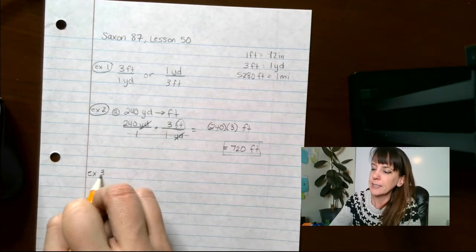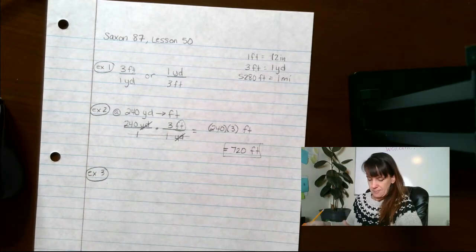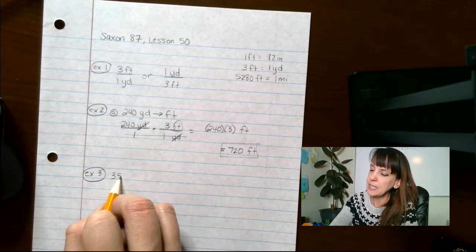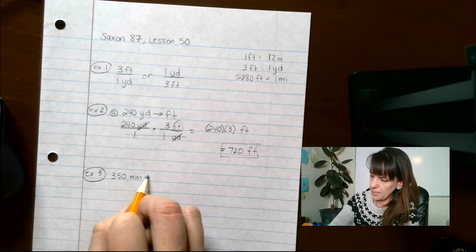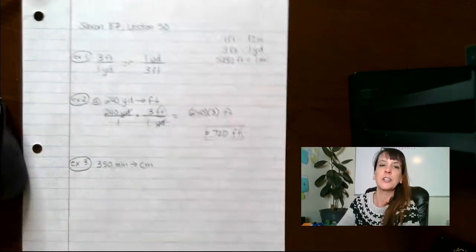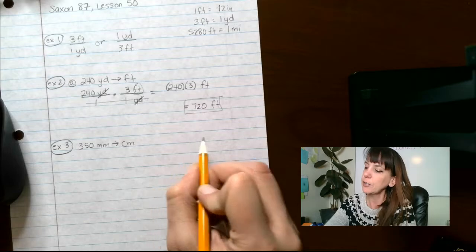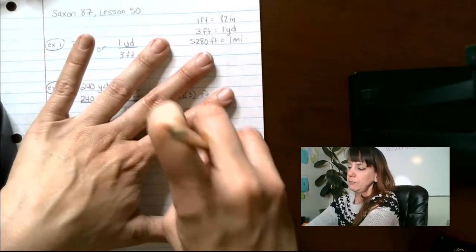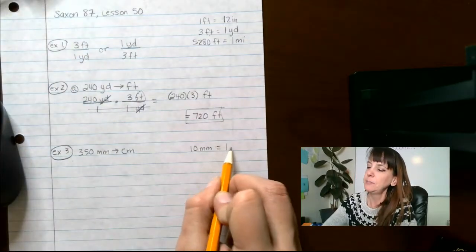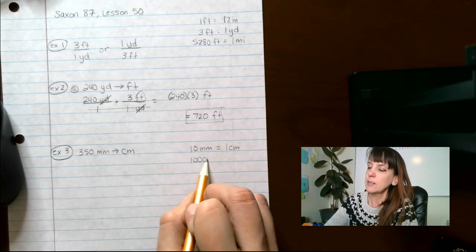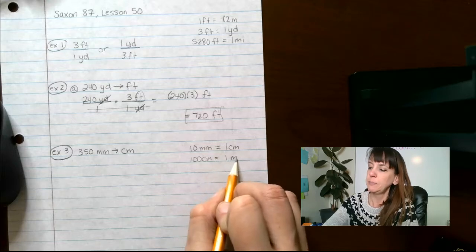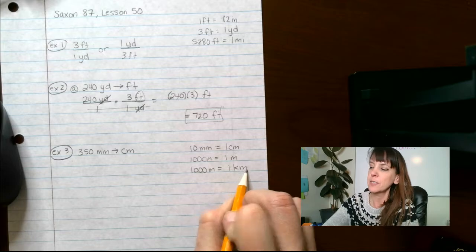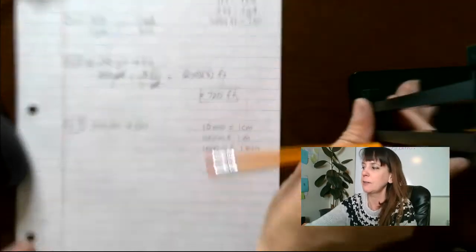Example number 3 says, convert 350 millimeters into centimeters. So this is another good step to have your notes. On your notes over here, you're going to have 10 millimeters equals 1 centimeter. 100 centimeters equals 1 meter. 1,000 meters equals 1 kilometer. So that's good to have just off to the side, right?